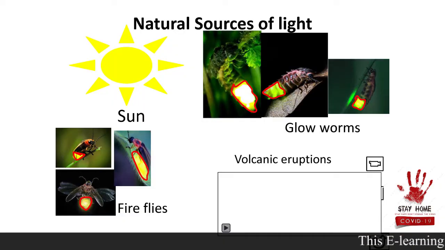See some pictures. These are some pictures of the natural sources of light. So we have here the sun, you can see it here. Then we have fireflies here, you can observe. And you see they have light. They're producing light here. So that's why we call them the sources of light.